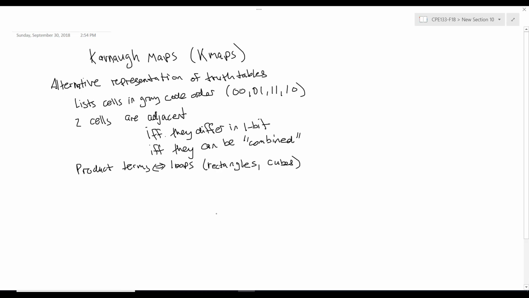So K-maps list cells in gray code order. So you can see here going from 0, 1, 3, and then 2. The key idea here being that each adjacent cell differs in only 1 bit. And this is what's going to allow us to then combine multiple product terms together to simplify or minimize the corresponding function. So each loop that we draw, or rectangle or cube, depending on how we draw them, is going to correspond to a product term.